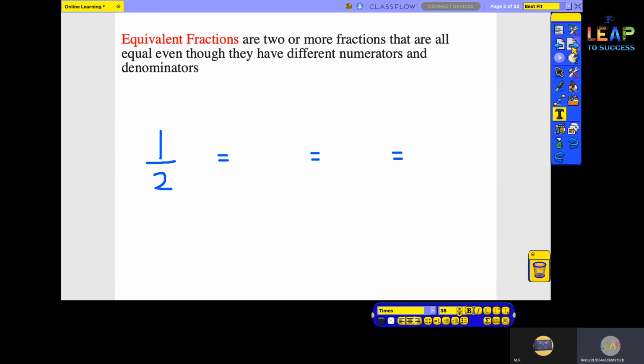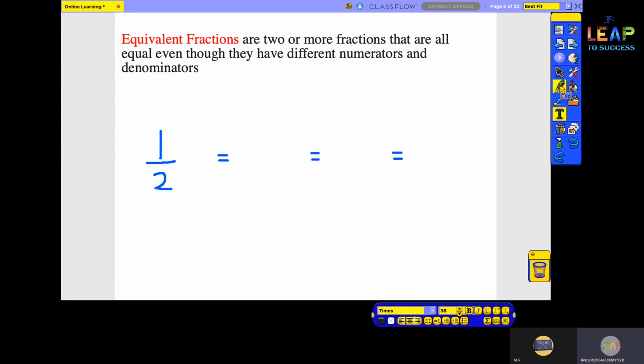In today's episode, we'll be looking at equivalent fractions in more detail. So firstly, we're going to start off by discussing the definition of equivalent fractions. Equivalent fractions are two or more fractions that are all equal, even though they have different numerators and denominators.